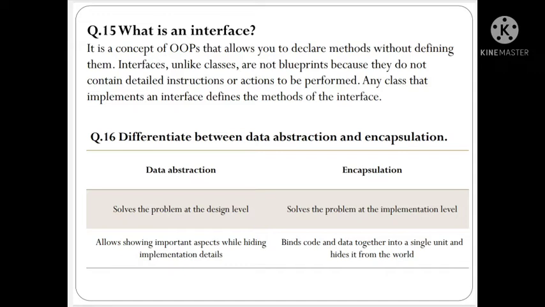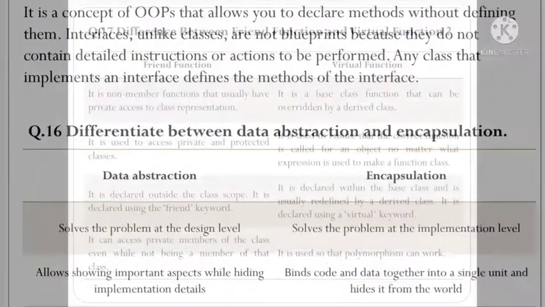Question number 16. Differentiate between data abstraction and encapsulation. Data abstraction solves the problem at the design level, and encapsulation solves the problem at the implementation level. Data abstraction allows showing important aspects while hiding implementation details. Encapsulation binds data and code together into a single unit and hides it from the world.